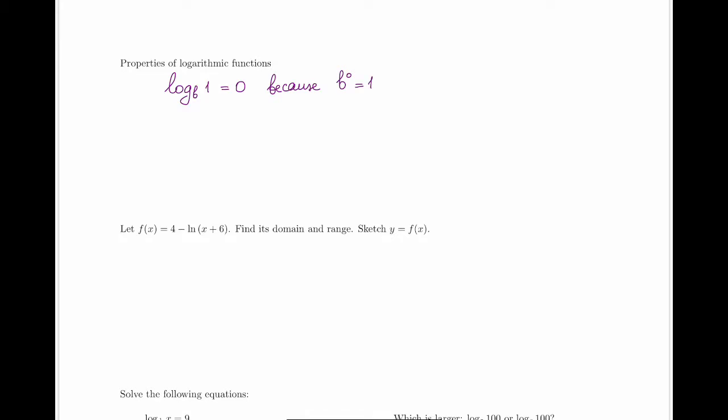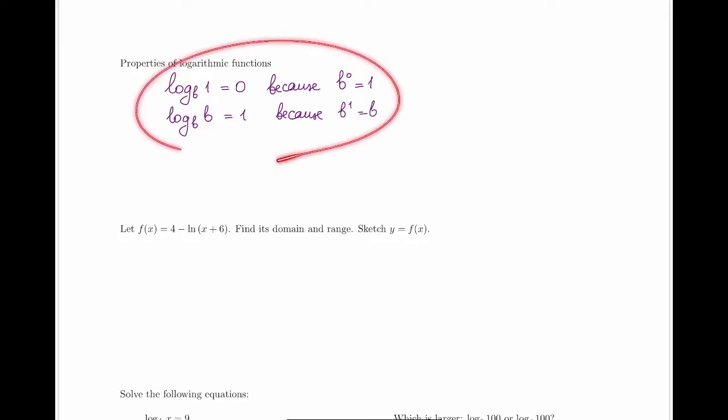For a similar reason, if I have logarithm base b of b, that means that I have to think of what power did I have to raise b to get b, and that's of course a 1. This is because b to power 1 is just b. And again, all of these will hold for natural logarithm as well.